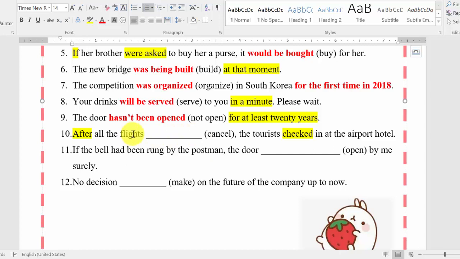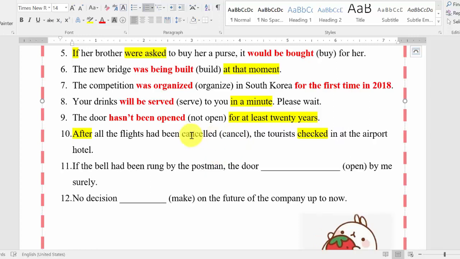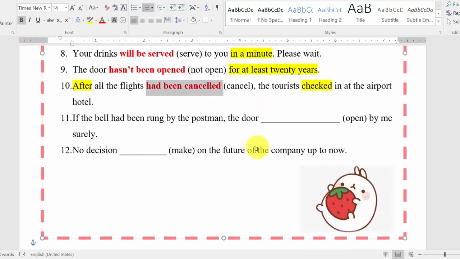Flights cannot cancel themselves. Flights must be cancelled by someone, by people. So it should be passive form. So past perfect tense, passive form, your format is had been PP. So the answer is had been cancelled, PP, C-A-N-C-E-L-L-E-D. Double L, please remember. So had been cancelled.